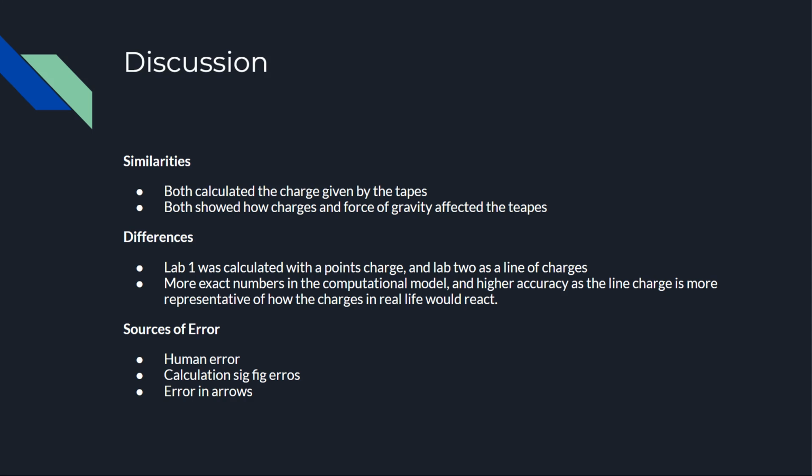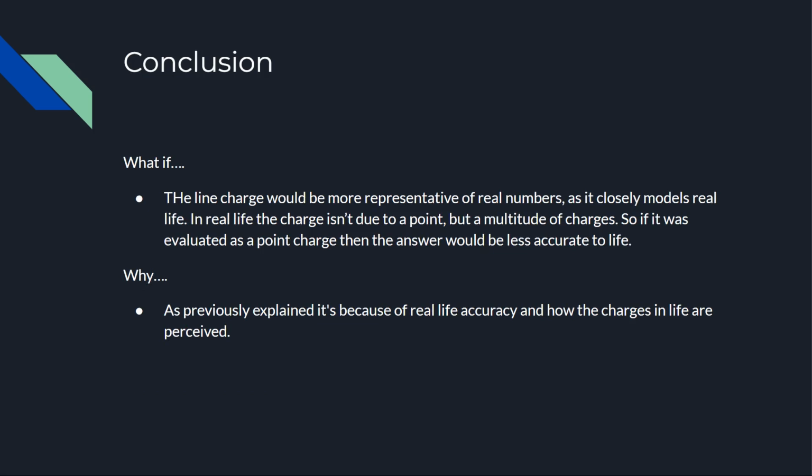We can also look at some sources of error, being human error, of course. Humans can never make a precise and perfect measurement, so there's always going to be error in that. The calculation sig figs: because of how Python and GlowScript work, there's always going to be some significant figure errors, very slightly. And also error in the arrows. We saw that the first one had an error in the arrows. They should have been equal, but it's going to be slightly different just because of error.